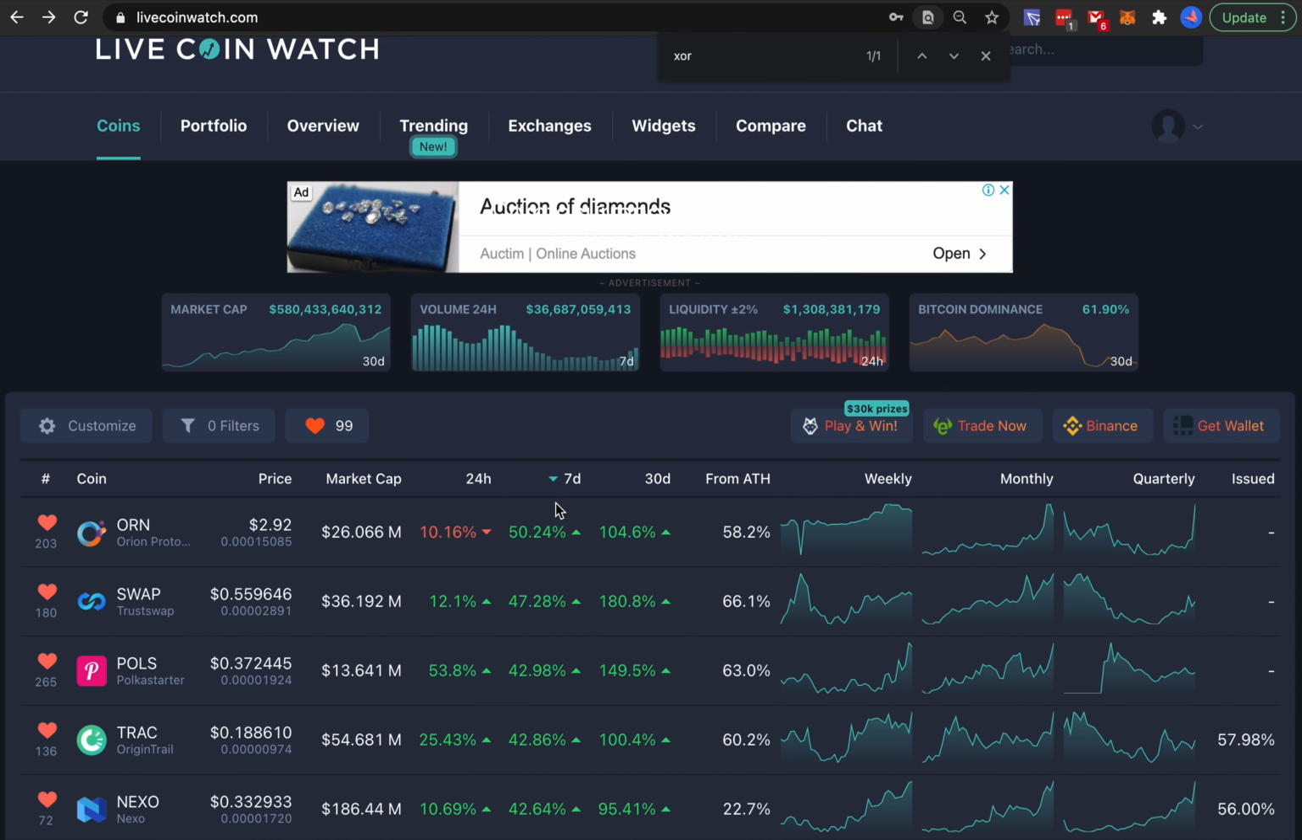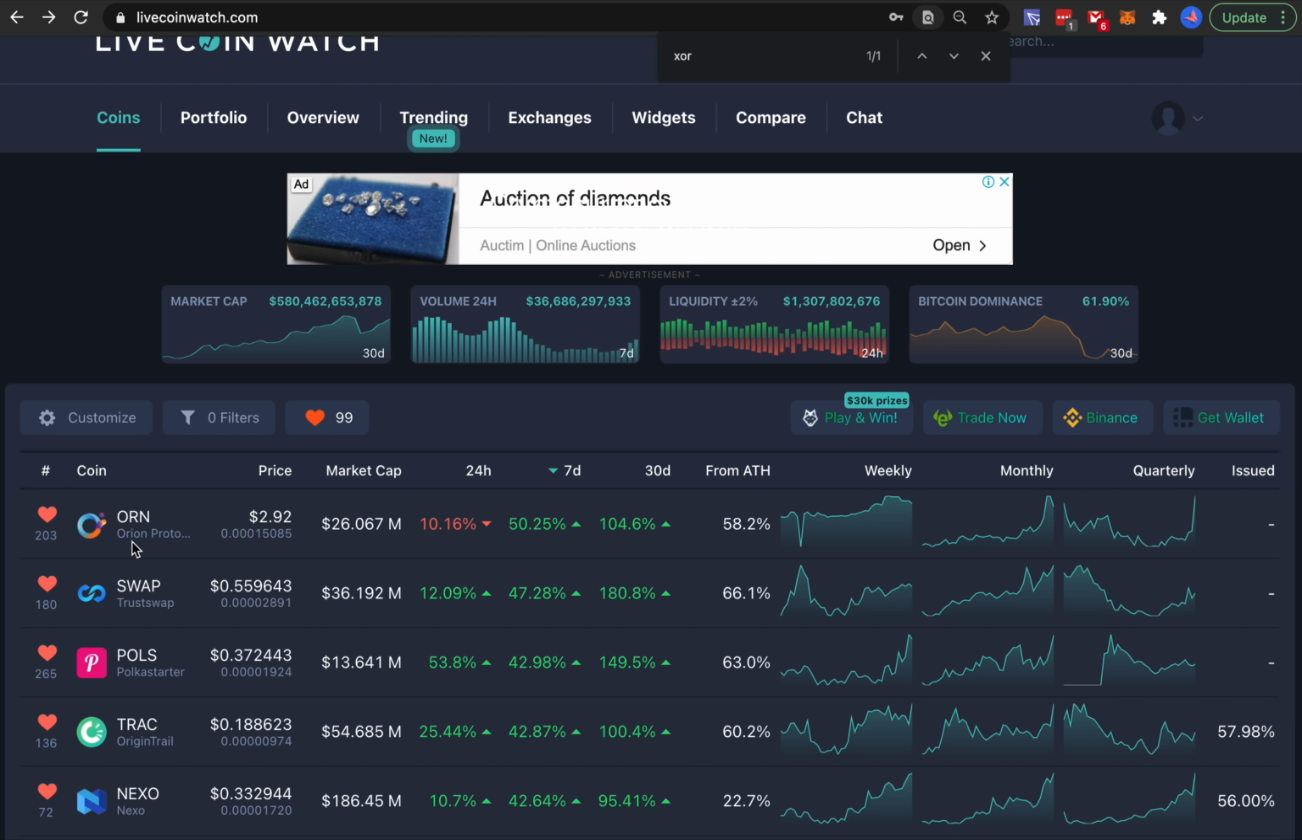But anyway, from this, I typically like to look at the 7-day numbers here. So for example, Orion has been pumping pretty hard lately. So I actually took profits on Orion not too long ago. I think that was yesterday morning. I did take some profits, and now it has already made a pullback. So now I'm looking to enter Orion again if this pullback continues. If it doesn't continue, then I'm not buying Orion for now because it just doesn't match what I want to do here.